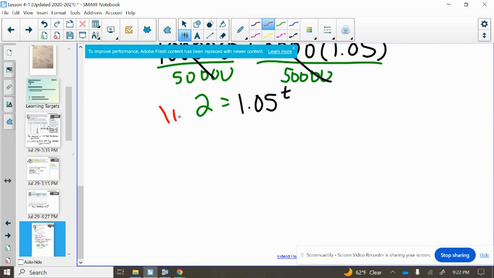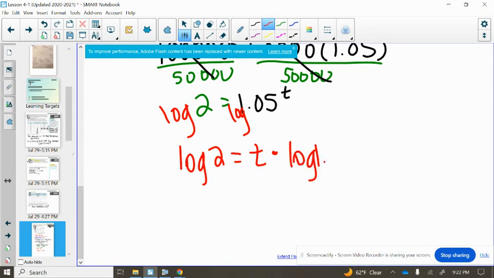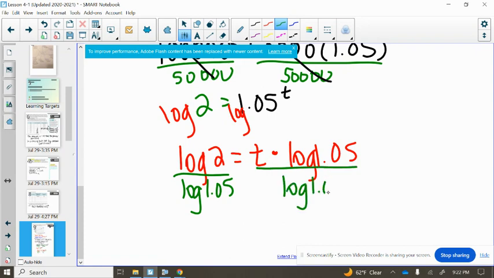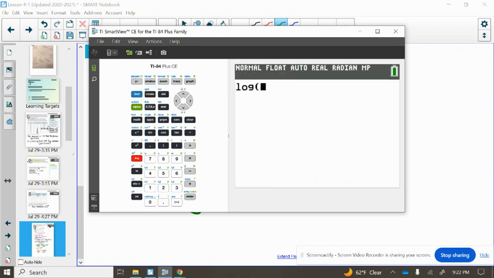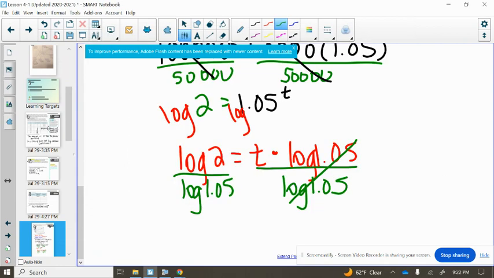But what we could do is we take the common log of both sides. So we have log of 2. And what this allows us to do is write that exponent of t out front. And then last but not least, we can divide again the log of 2 divided by the log of 1.05. And we could again see that we're going to get about 2. So log of 2 divided by log of 1.05. And again, we see that 14.2 for our value of t.